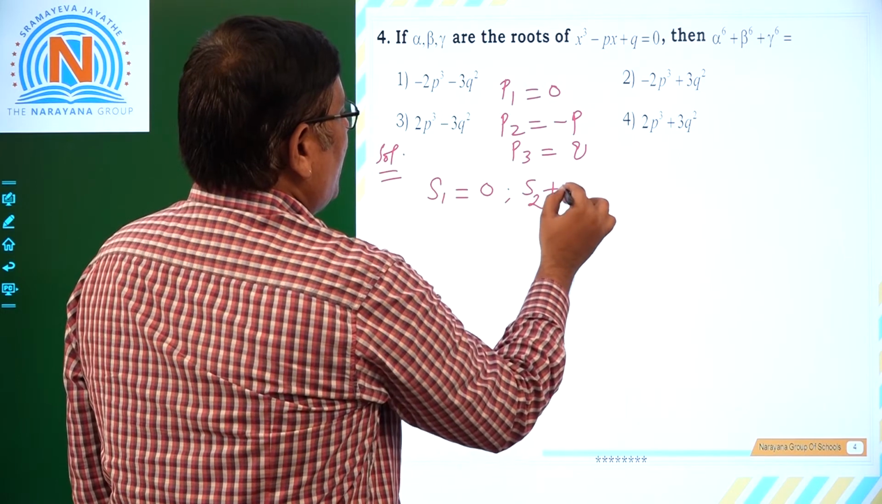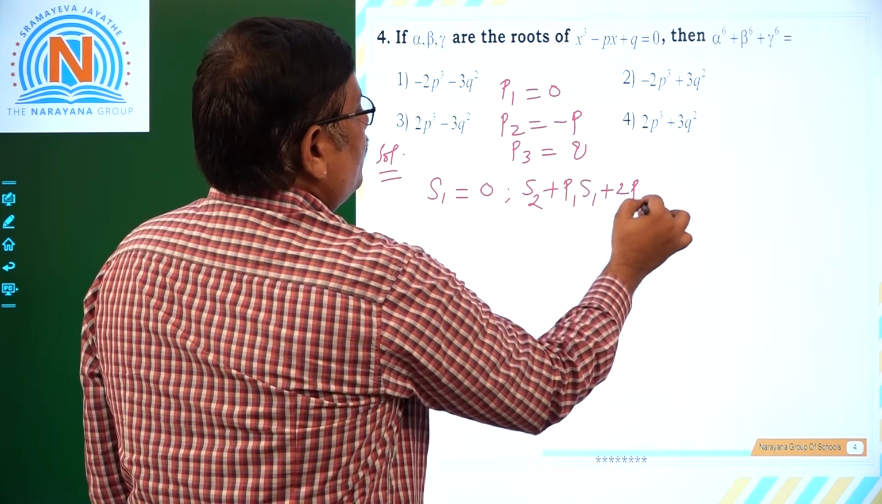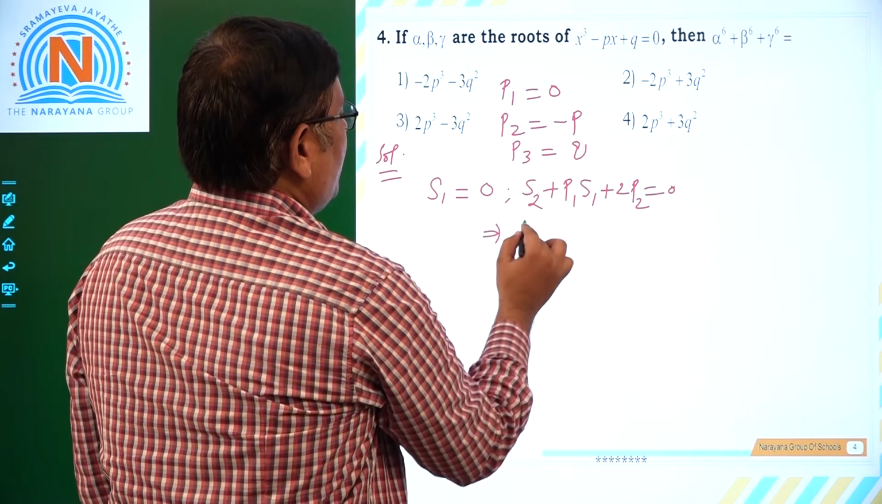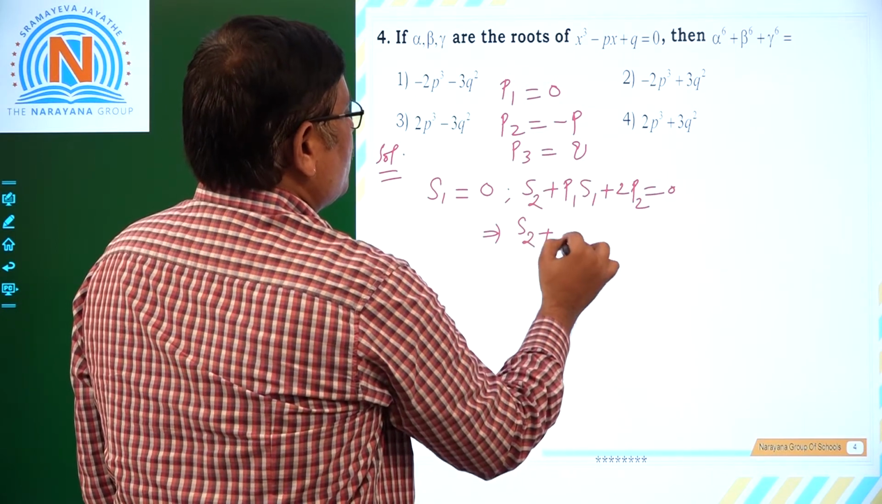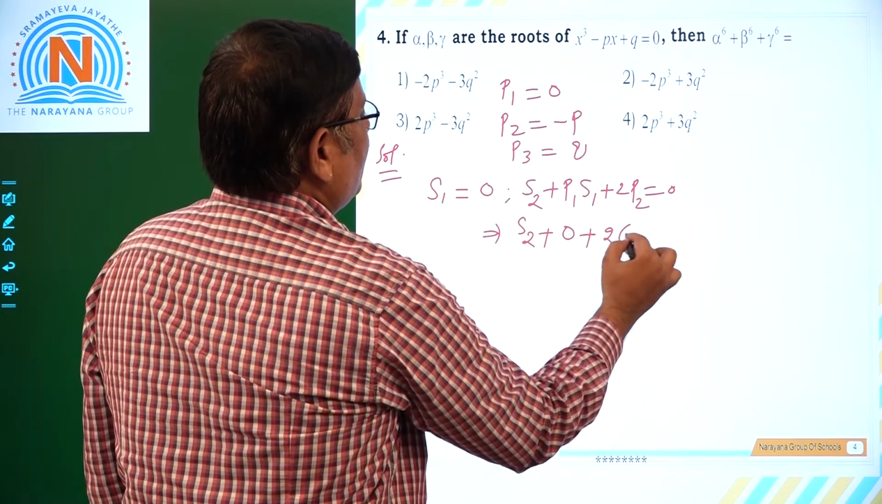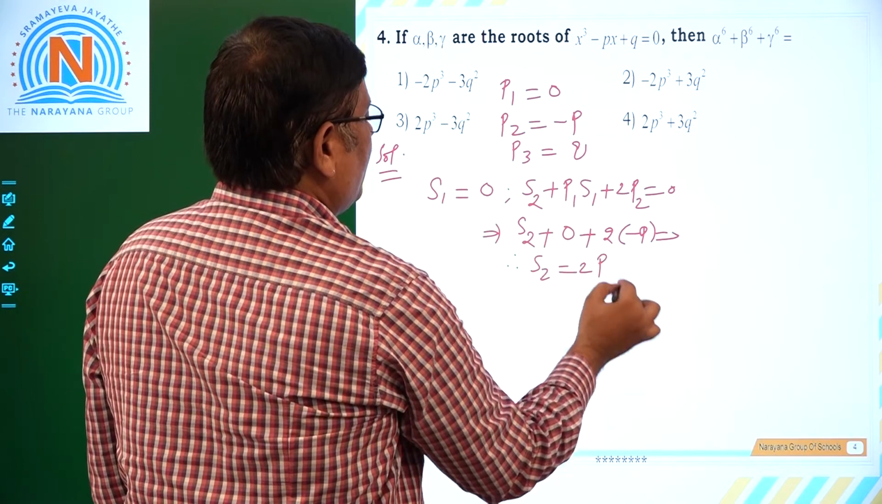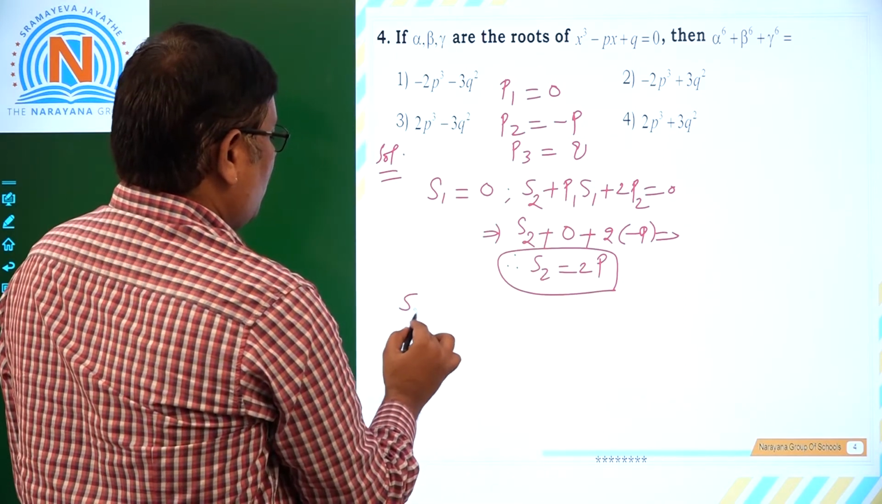S2 plus, we have the relation P1 S1 plus 2P2 is 0. It implies S2 plus P1 is 0. So this is 0 plus 2P2. 2 into minus P. That is 0. Therefore, S2 is equal to 2P. That is the value of S2. Next we have to go for S3.